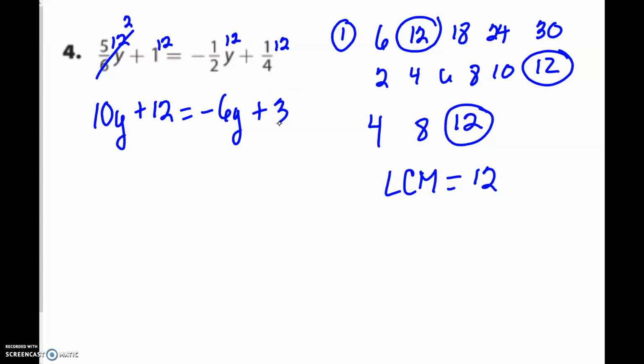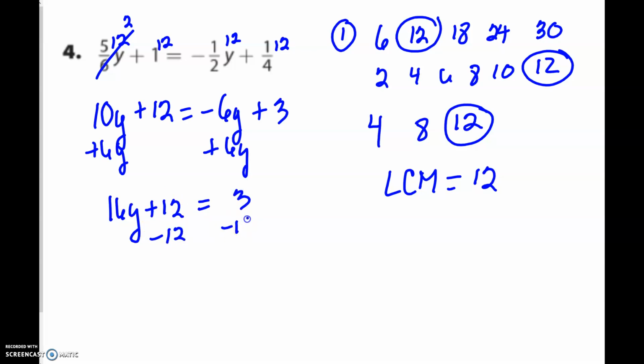Now we need to get our letters together here. I am going to add 6y to both sides, so we get 16y plus 12 equals 3.